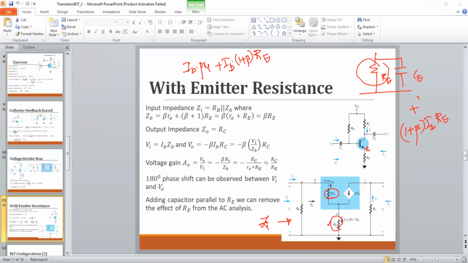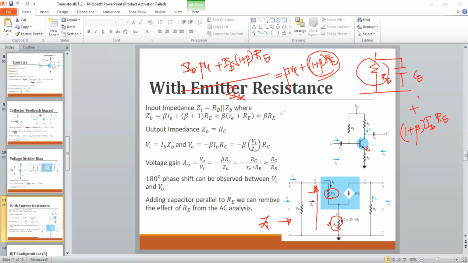This is the entire drop across this. If you divide by the input current IB, it gives the input impedance. So the input impedance is beta RE plus 1 plus beta RE. See, all the time this emitter resistance would appear on the input side with this beta factor.